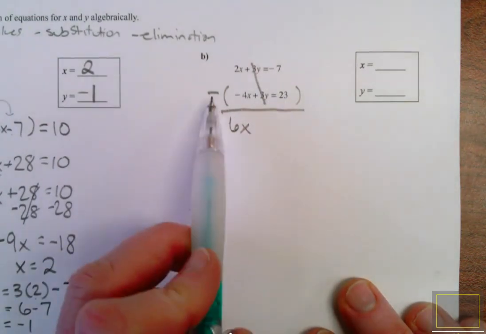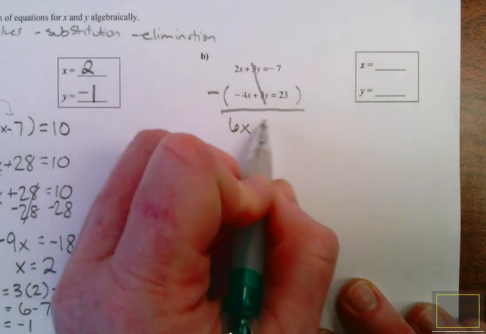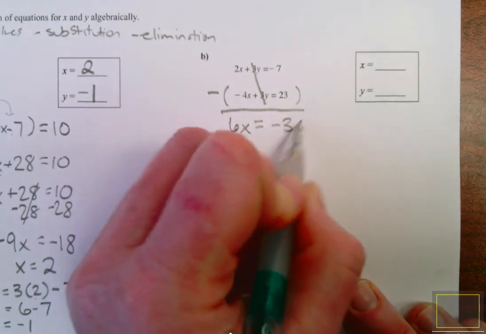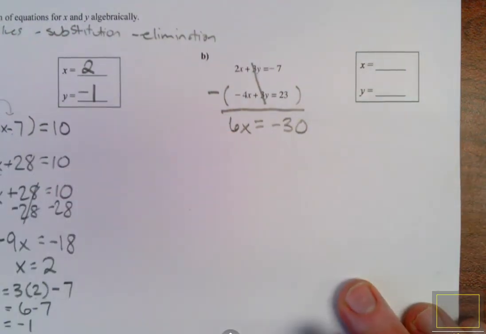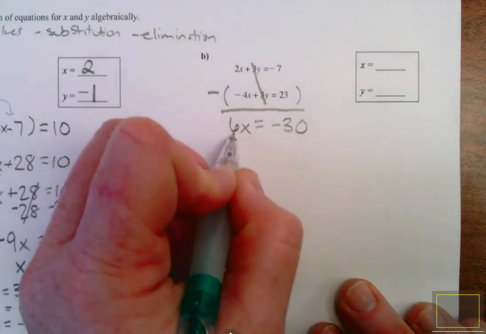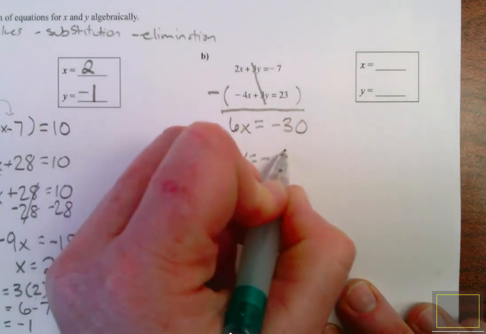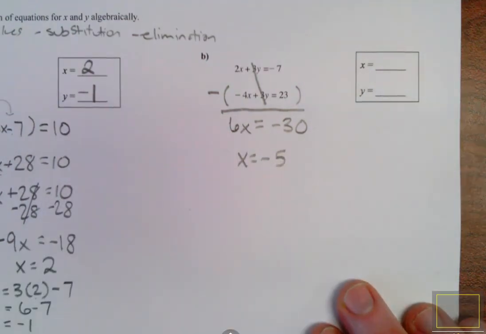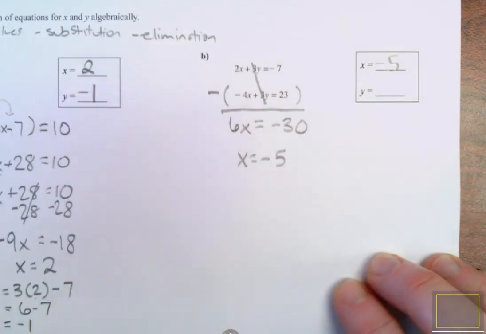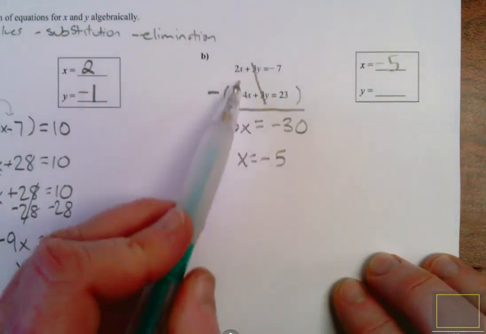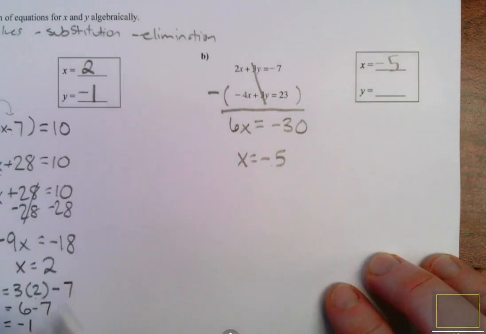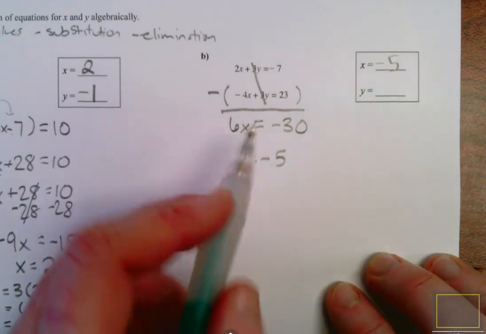Negative 7 minus 23, that's negative 30. So what am I multiplying 6 by to get negative 30? Negative 5. So I know x is negative 5. So now I need to take this and I need to plug it into one of these top equations. Let's see here. Let's go ahead and start. Let's do the bottom one.